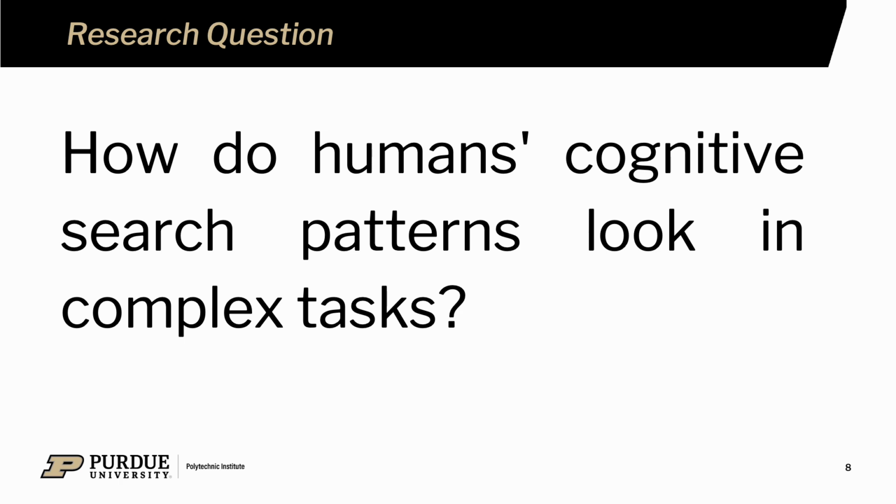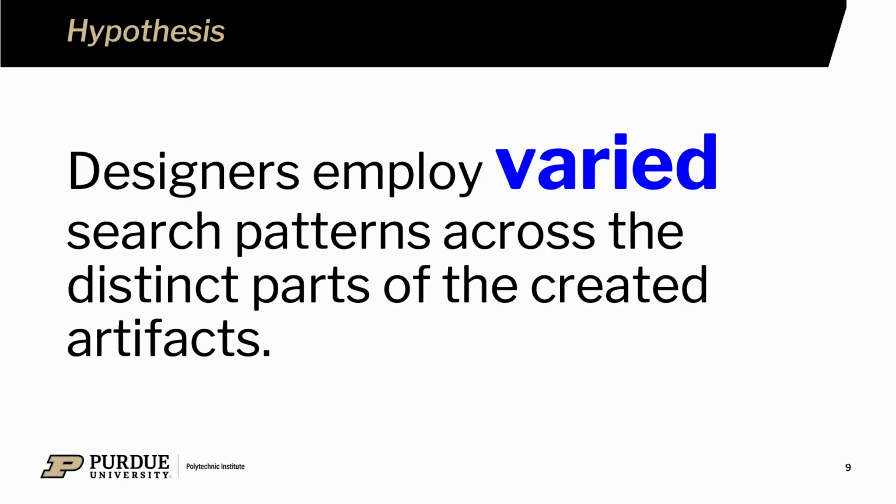This is an important question to answer because according to George Miller, a psychologist, humans have limited information processing capacity, which means that we tend to prioritize certain information in our mind when solving problems. The hypothesis that I'm interested in testing with a Generalized Additive Model (GAM) is that designers employed varied search patterns across the distinct parts of the created artifacts.